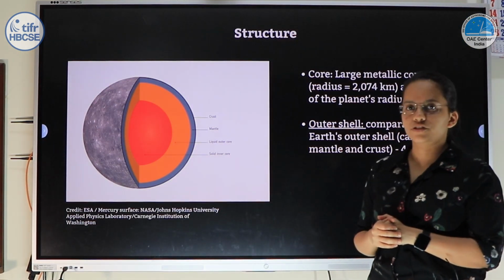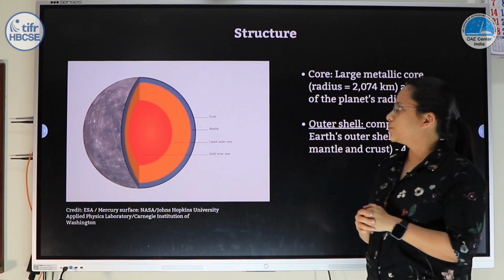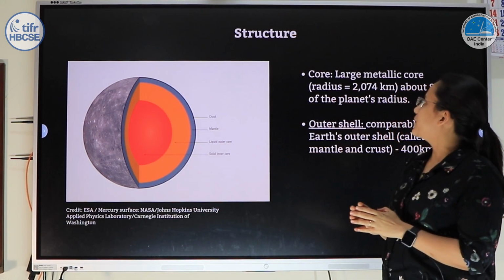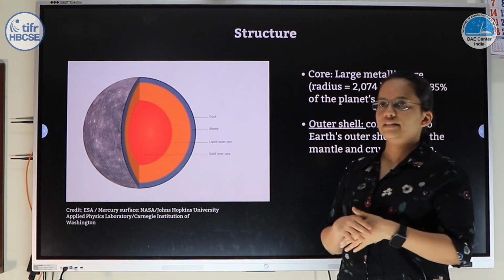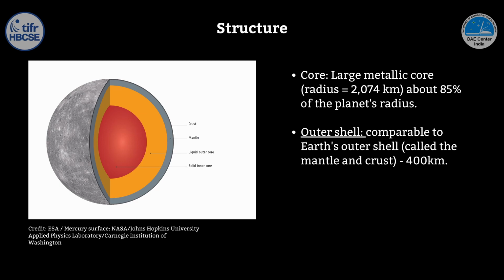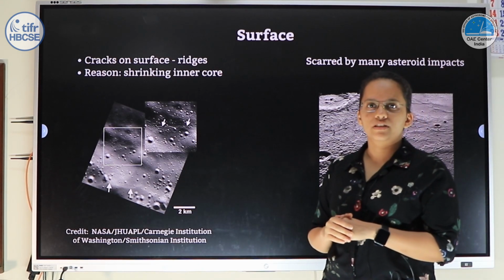So let us see what the structure of Mercury is like. Almost like all other planets, Mercury has a core, except that the core is very large, that is it is about 85% of the radius of Mercury. Just outside the core there is an outer shell and it is almost similar to that of Earth again. It is about 400 kilometers. The outermost layer is obviously the surface.